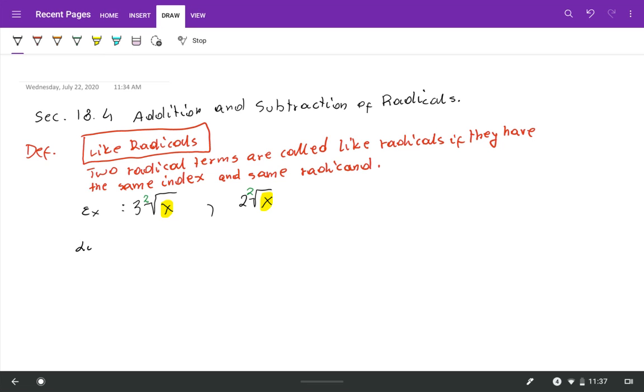Now, what can we do with like radicals? Like radicals can be added or subtracted by using the distribution property.